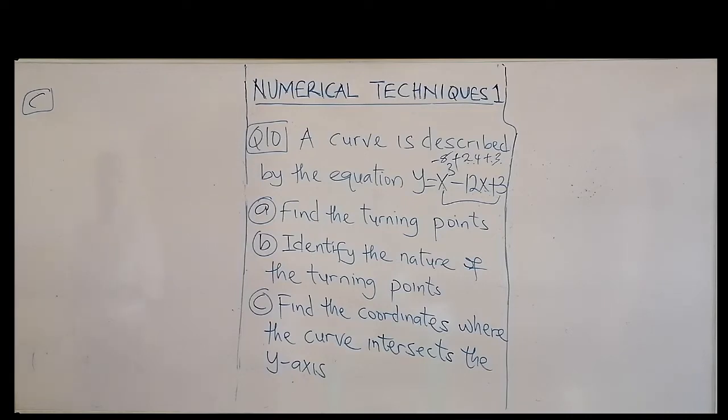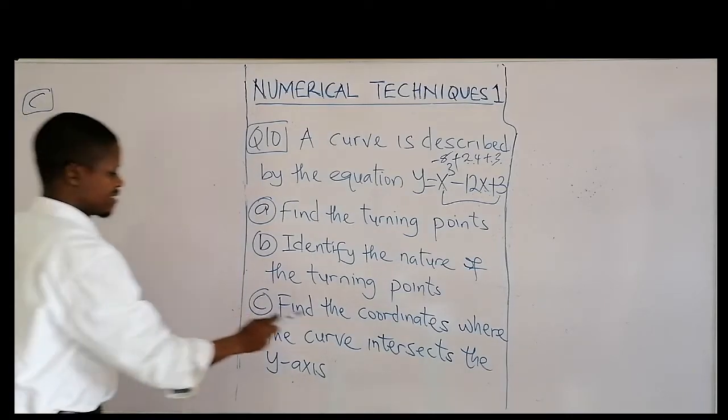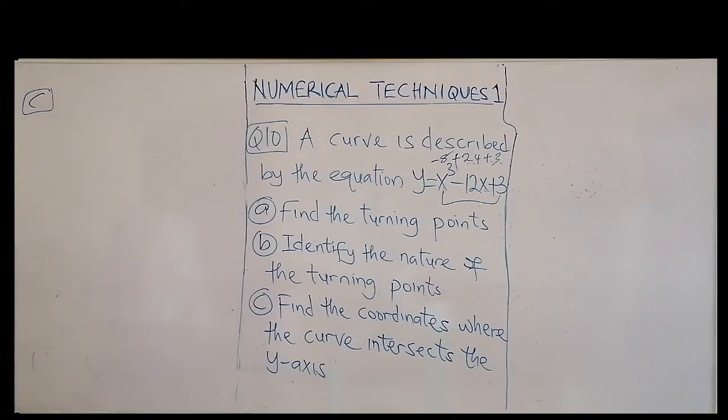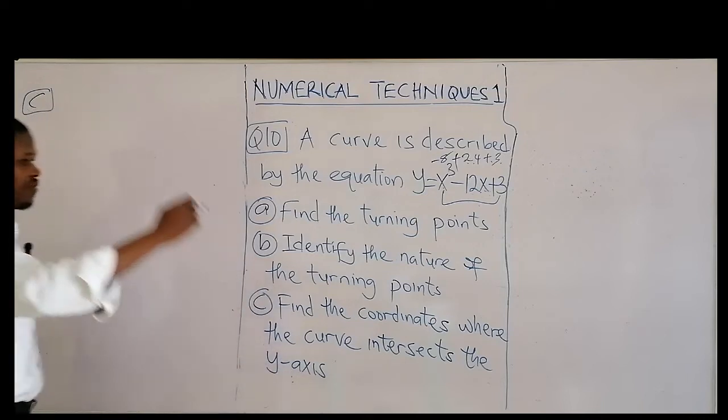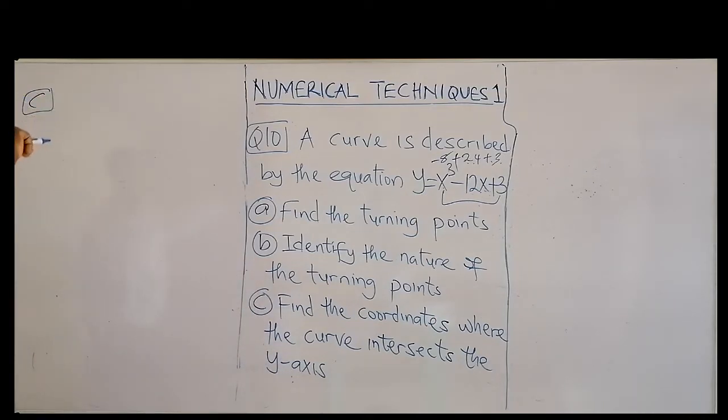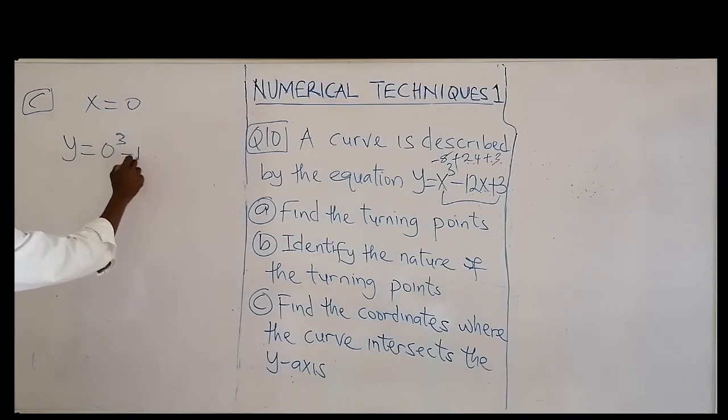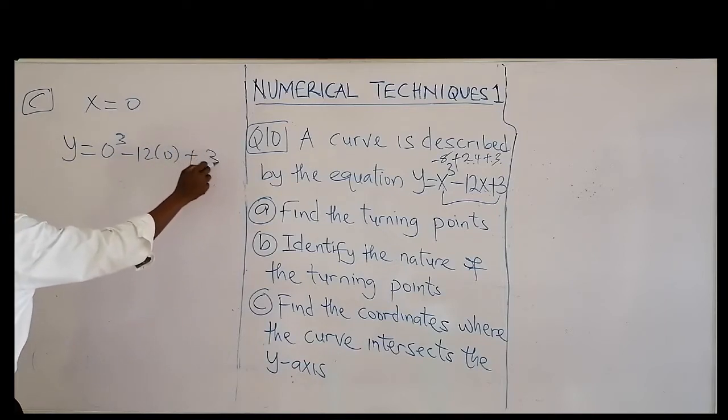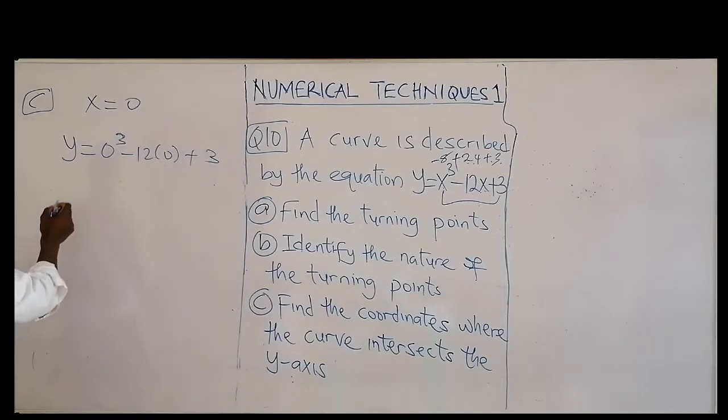Part C. Find the coordinates where the curve intersects the y-axis. When the curve intersects the y-axis, it implies that x is 0. So let's substitute that into the given equation. y equals 0 cubed minus 12 times 0 plus 3. So the coordinate is (0, 3). That finished that question.